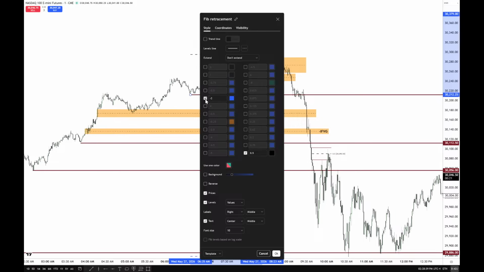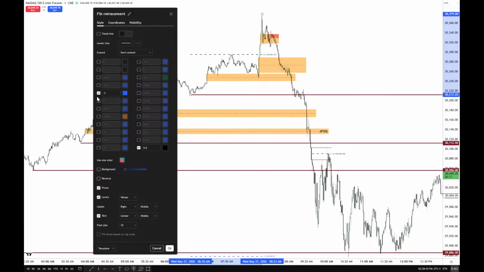-2. Okay, -2. I want you to look at the low of the chart, the bottom of the chart. You'll see a line appear and disappear. Ready? See that? See that? 29,878.75. See that right there? Isn't that cool?